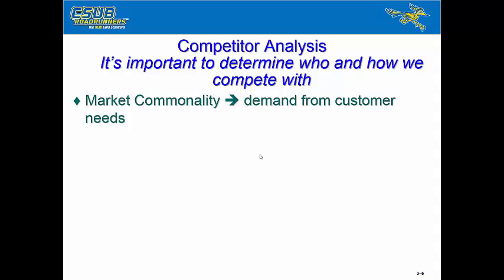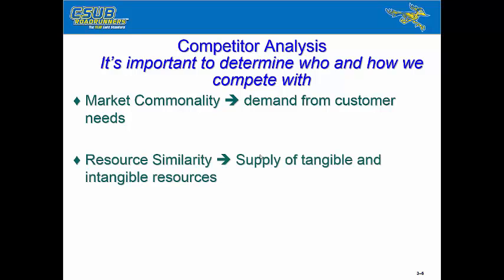Market commonality, so the demand from customer needs for your products and services, how much that's common with another competitor. And resource similarity, the extent to which you and a competitor use the same suppliers of tangible and intangible resources.